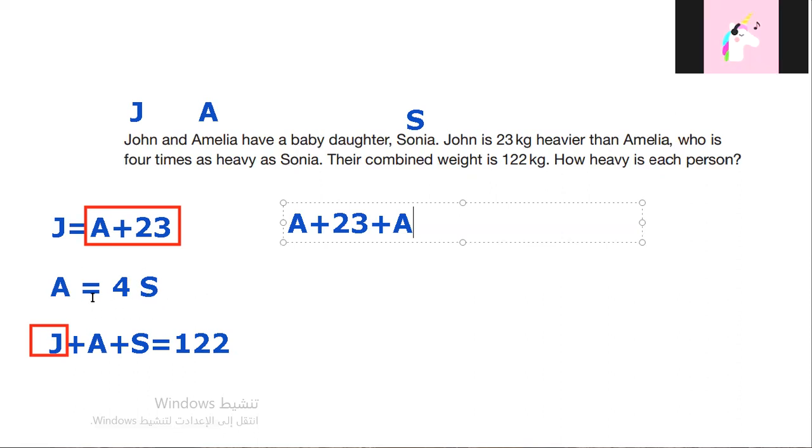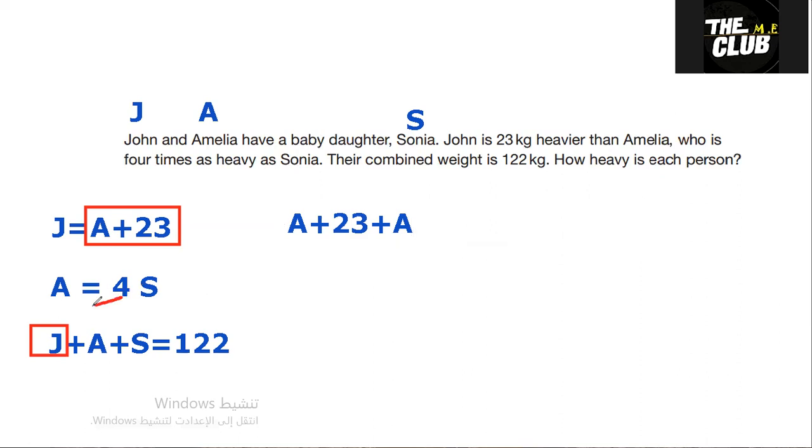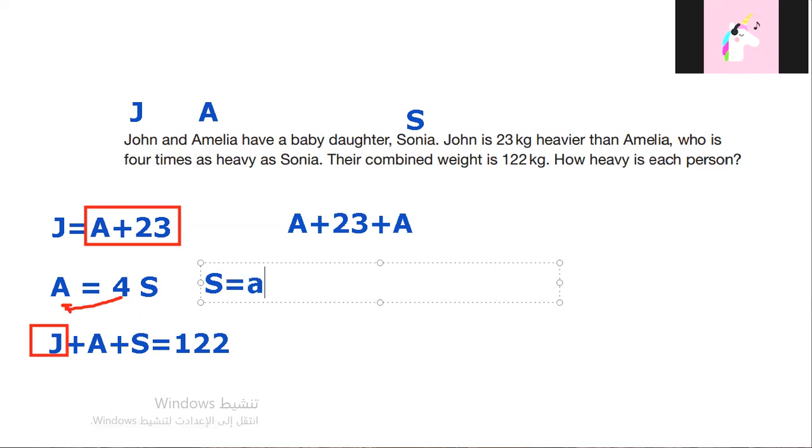A equals 4S, but I need S. So I'm going to take the 4 to the other side. It's multiplied, so it's going to be A over 4. We put that instead of S, because S here equals A over 4. Sonia equals A divided by 4, not Amelia.